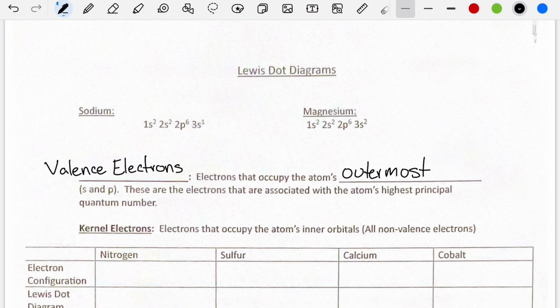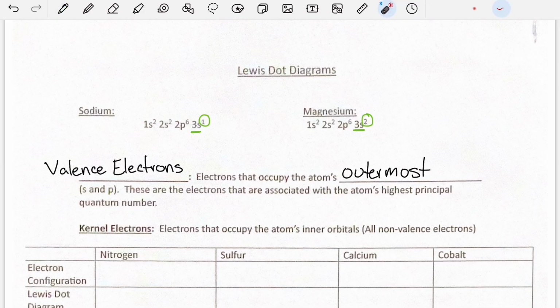So if we were to look at our examples above of sodium and magnesium. For sodium, its highest energy level is 3. And so it has 1 electron in its 3s, so we'd say it has 1 valence electron. Likewise with magnesium, its highest energy level is also 3, and it has 2 electrons in its 3s, so we'd say it has 2 valence electrons.